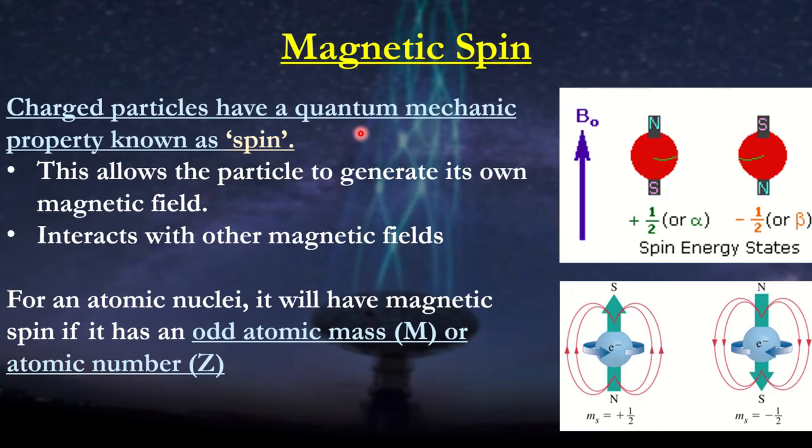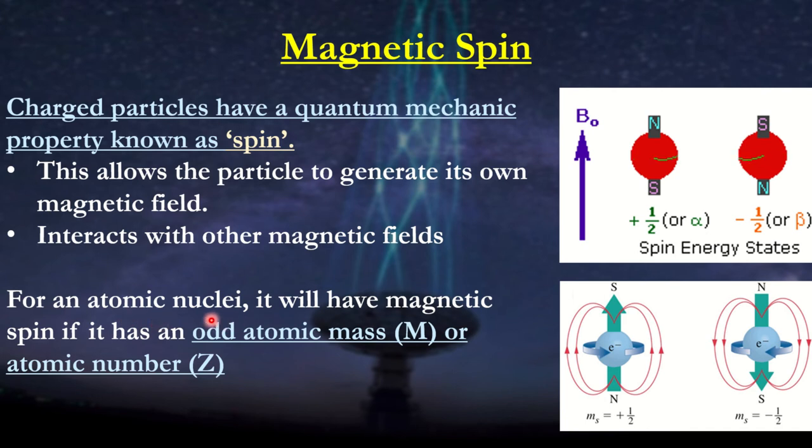So the idea of NMR comes due to a concept called magnetic spin. Now, all charged particles have a quantum mechanic property known as spin. That doesn't necessarily mean it's spinning, but it's the ability for a charged particle to generate its own magnetic field. And then once you have a magnetic field, similar to two bar magnets, it can interact with another magnetic field. This concept of spin can also happen for atomic nuclei.